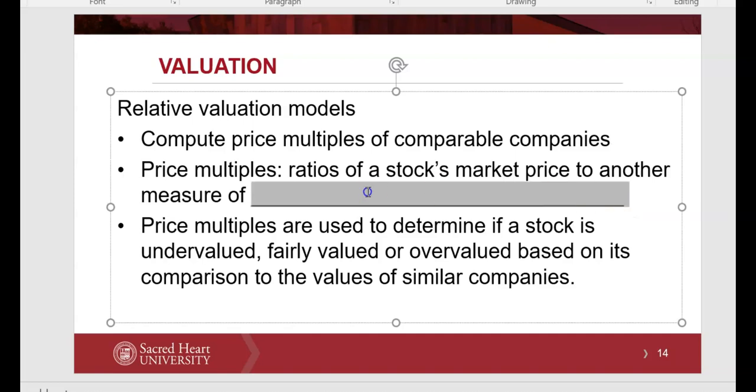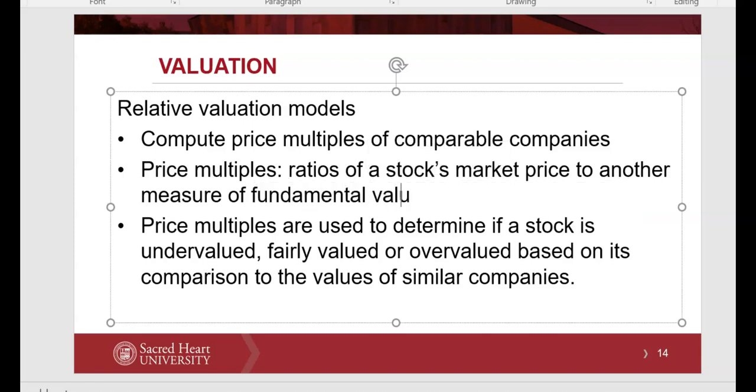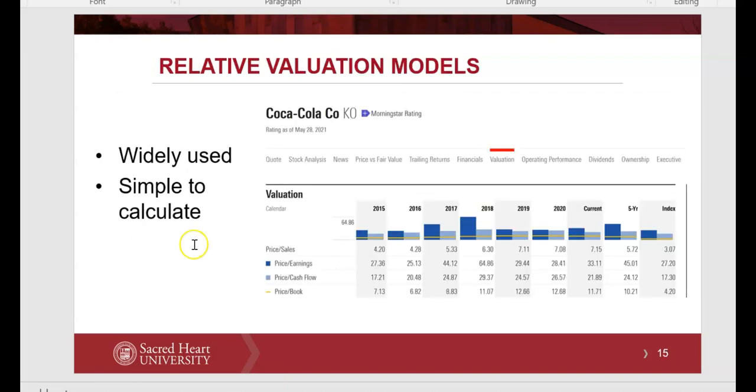So price multiples are ratios of a stock's market price to another measure of fundamental value per share. And so what is that other fundamental value? Let's compare market price to stockholders' equity per share, or in other words, book value per share. Let's look at sales per share. And price multiples are often used to determine if a stock is undervalued, fairly valued, or overvalued based on its comparison to those same values of similar companies. These measures are widely used and they're easy to calculate. That's why we're looking at them here today.